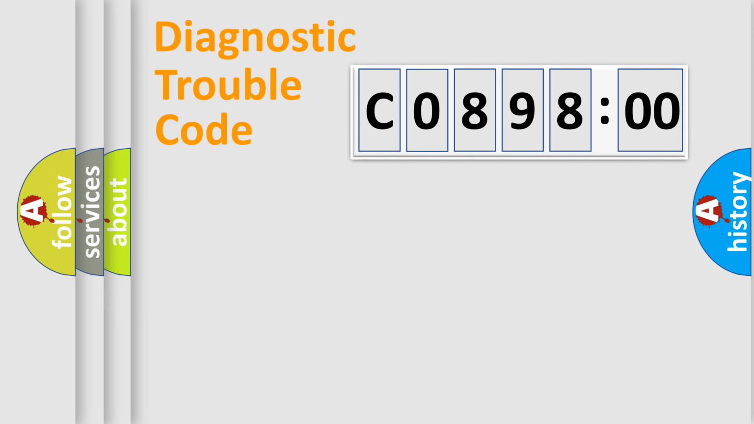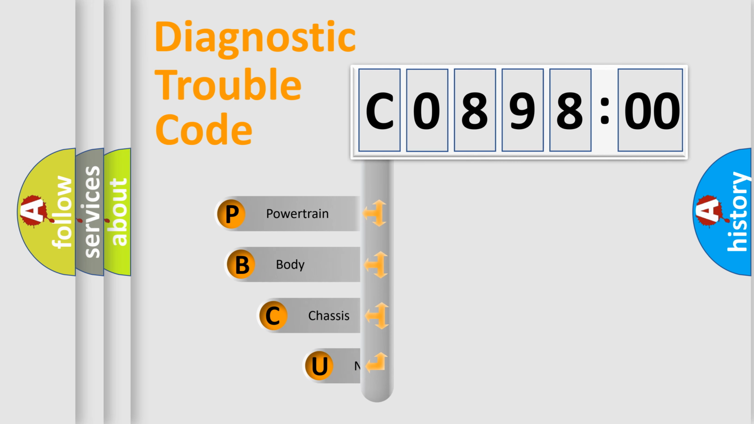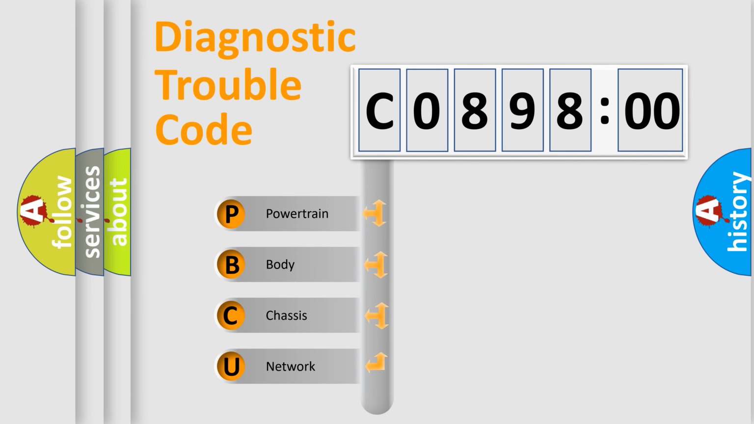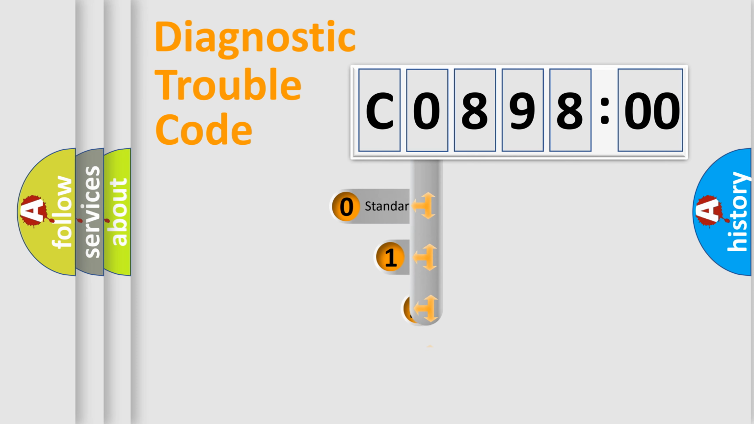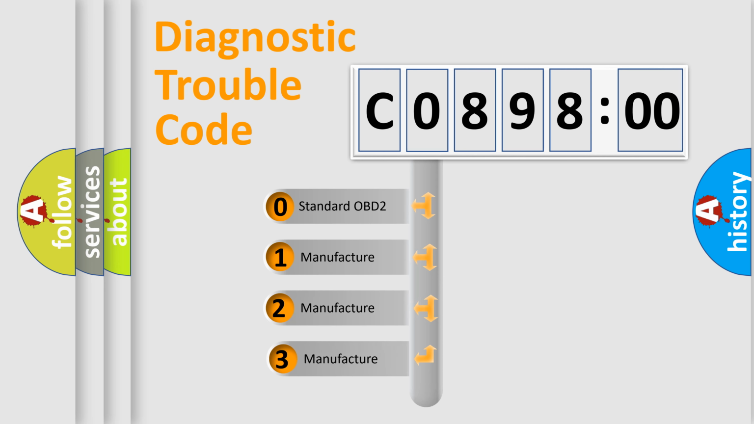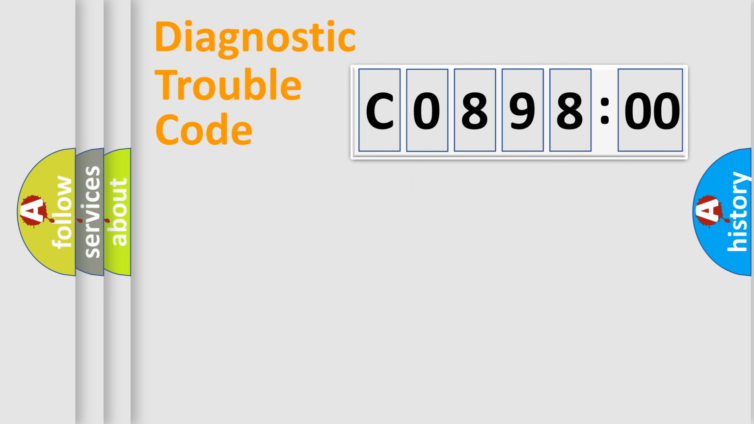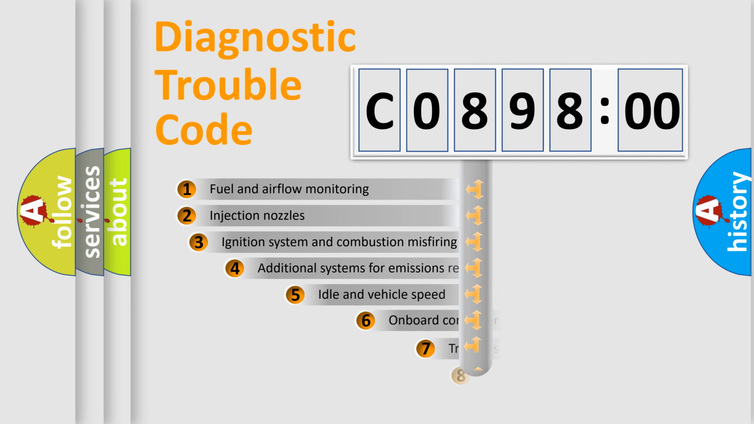Let's do this. First, let's look at the history of diagnostic fault code composition according to the OBD2 protocol, which is unified for all automakers since 2000. We divide the electric system of the automobile into the four basic units: powertrain, body, chassis, network. This distribution is defined in the first character of the code. If the second character is expressed as 0, it is a standardized error. In the case of numbers 1, 2, 3, it is a more specific expression of a car-specific error.